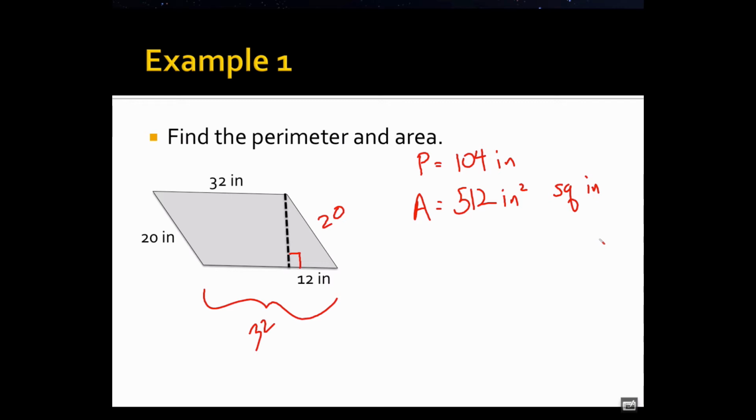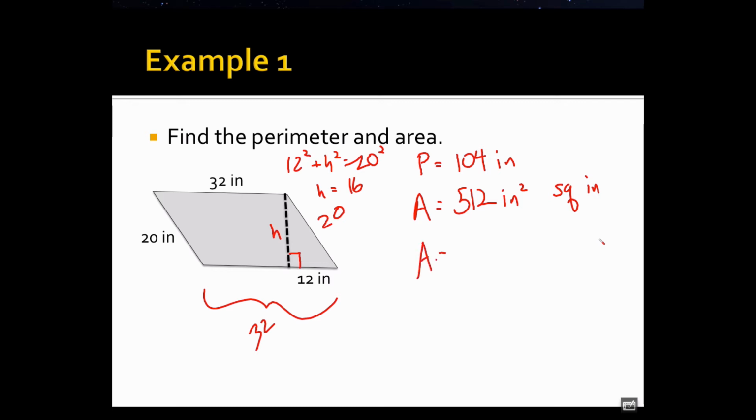I used the Pythagorean theorem to find the height. So we'll call that h. I did 12 squared plus h squared equals 20 squared. So h equals 16. And then the base is 32, so I did 32 times 16.